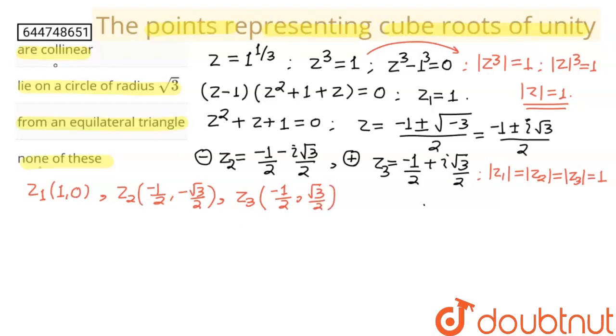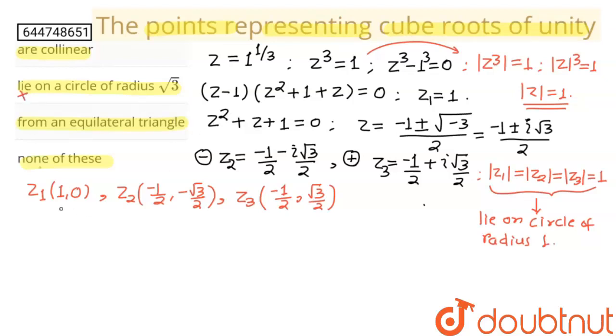We have the question where the options are whether they are collinear, or lying on a circle of radius root 3, or form an equilateral triangle, or none of these. See, the modulus of all three complex numbers is 1. It means that they lie on a circle of radius 1. So our second option is incorrect.